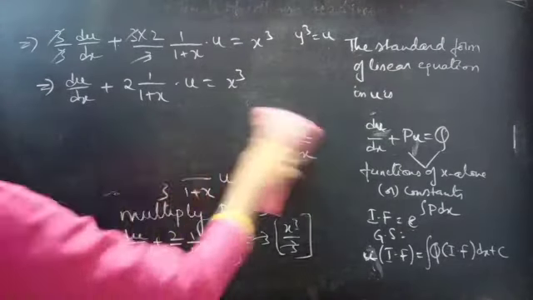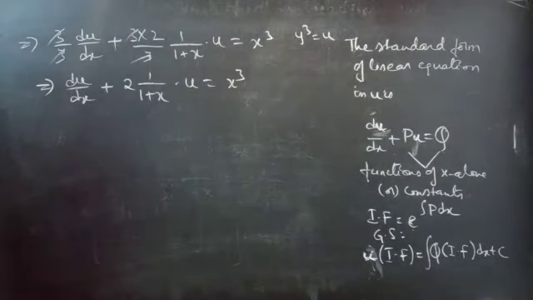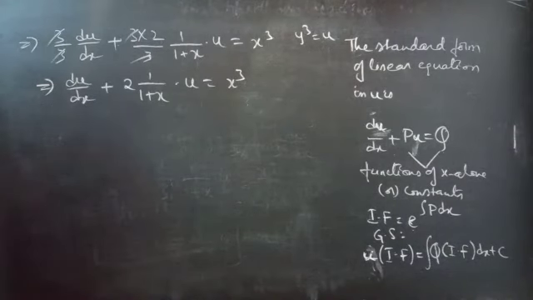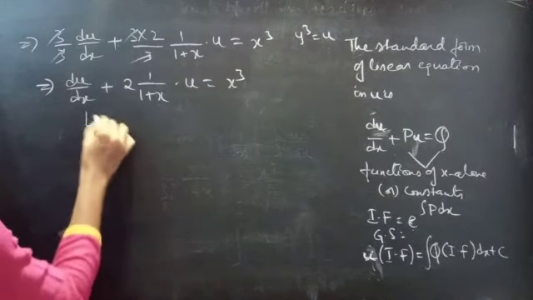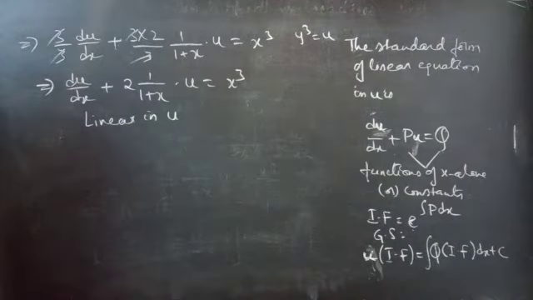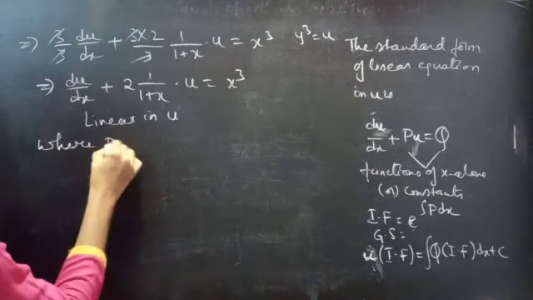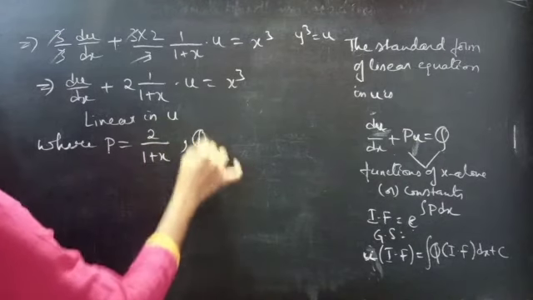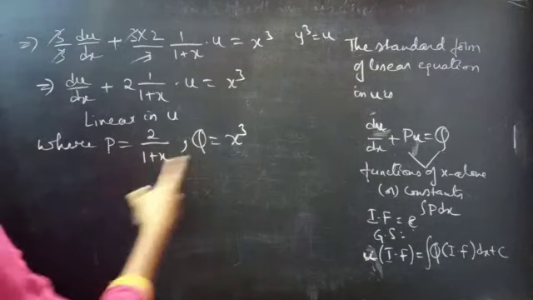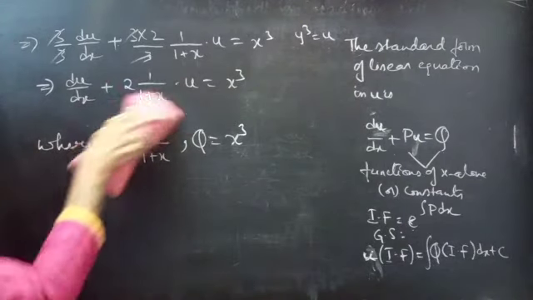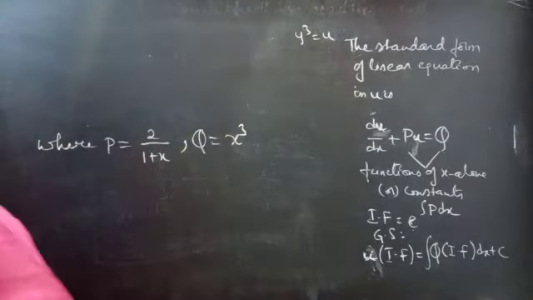So we have reduced the given equation to linear form, that is, the standard form of a linear equation in u. Now we need to find the general solution to the given equation. The general solution to the reduced equation will be the general solution to the given equation, right? Now we'll find the general solution to this equation, which is linear in u. By comparing these two equations, we'll get P and Q, where P equals 2 by 1 plus x and Q equals x cube, right? Here P and Q are functions of x alone, since they do not involve any variable other than x. Now what we'll do is find the integrating factor and then the general solution.